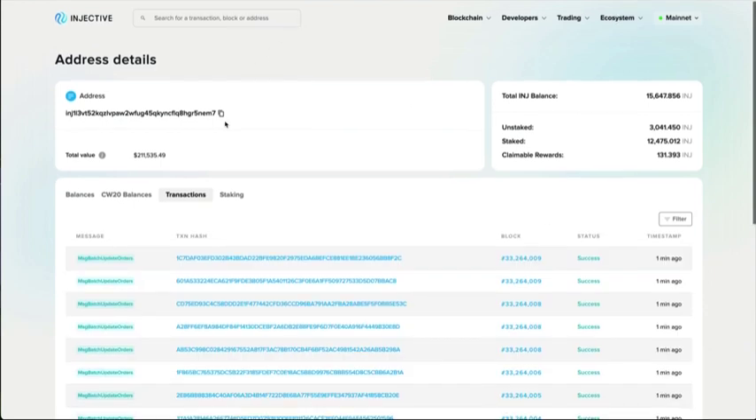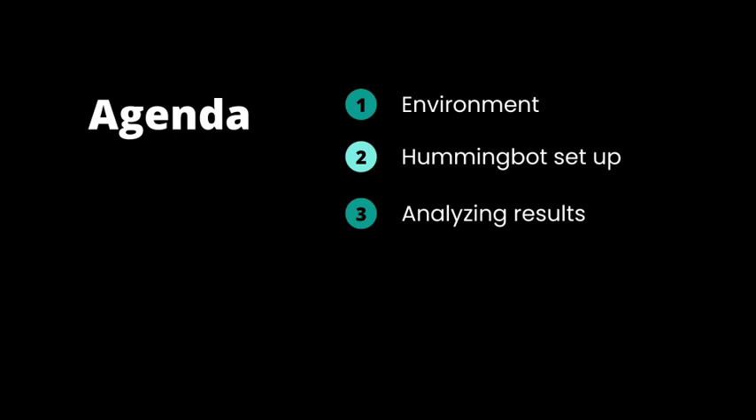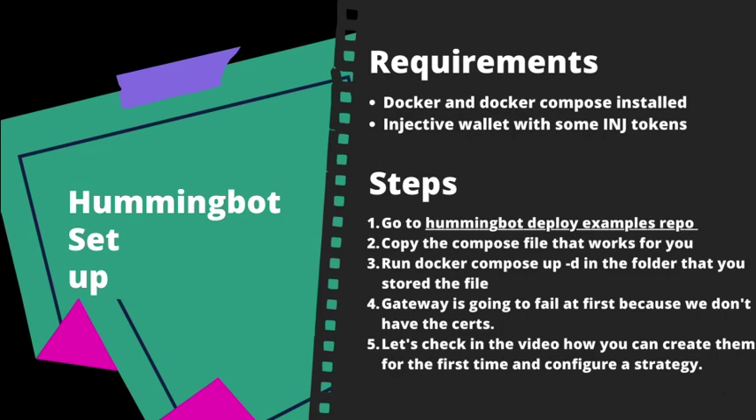Well, that's all about the general things. We learned how to use the wallets, the Explorer, how to trade, all the stuff. So now it's time to learn how we can set up Hummingbot. The requirements that you will need before you can follow my steps are to install Docker and Docker Compose. For that, go to the official docs of Docker, and based on your operating system, you can install the correct version. And then you will need to have the Injective wallet with some tokens. You can use MetaMask or you can use Keplr.